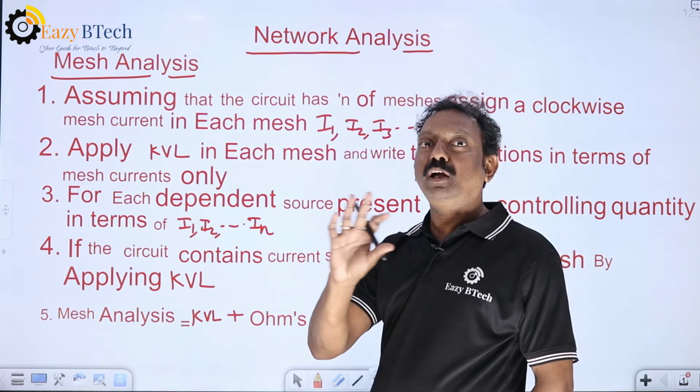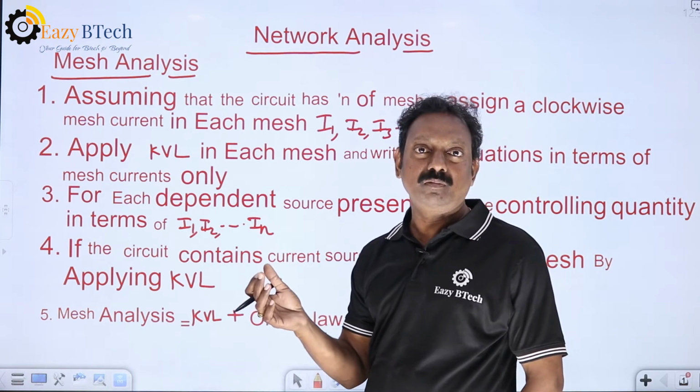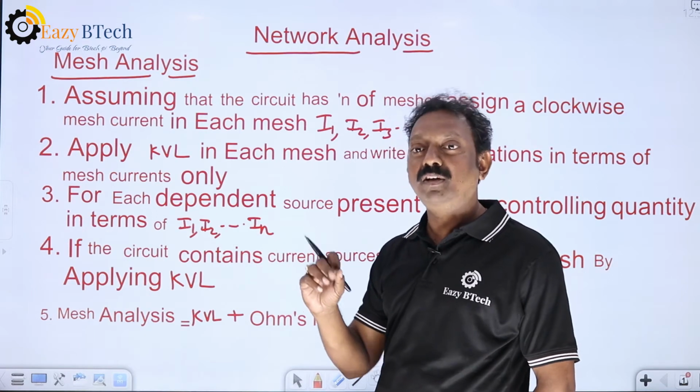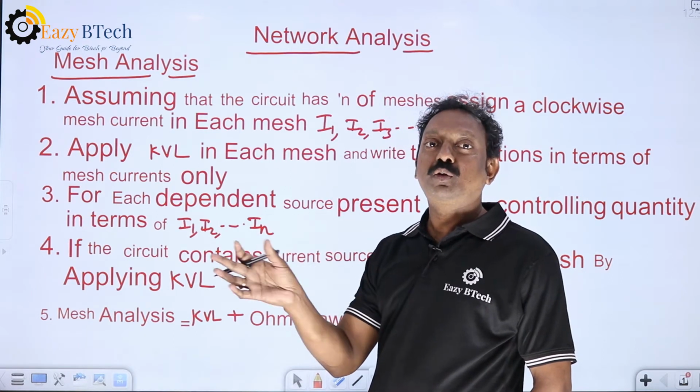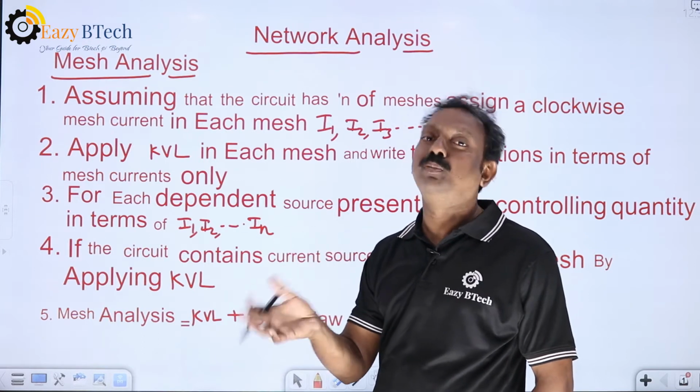Suppose any current source is present between the loops, then directly it is not possible to apply KVL. We go for super mesh analysis, which we will discuss in the problems. First we will write the common equation, so two loop equations are reduced into one loop equation. We will apply the super mesh equation.